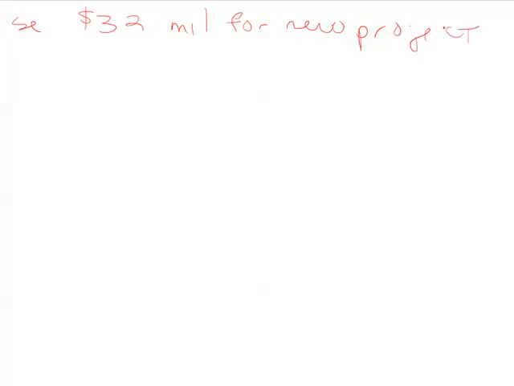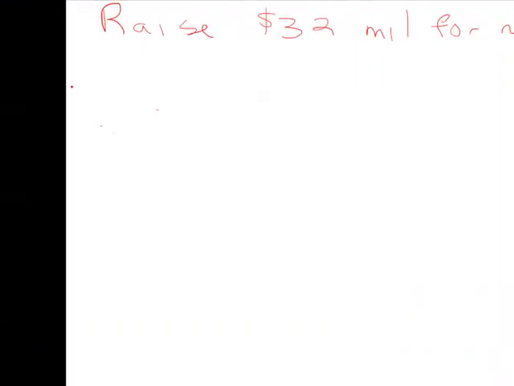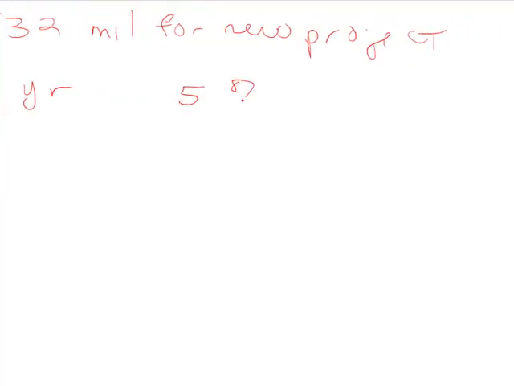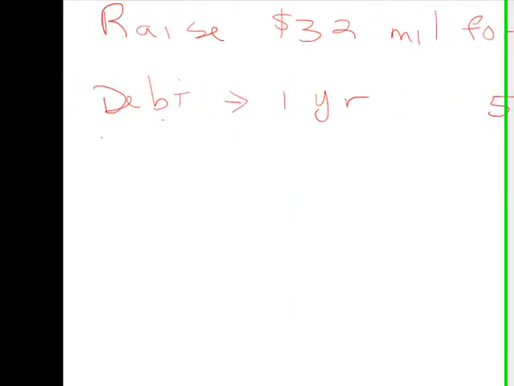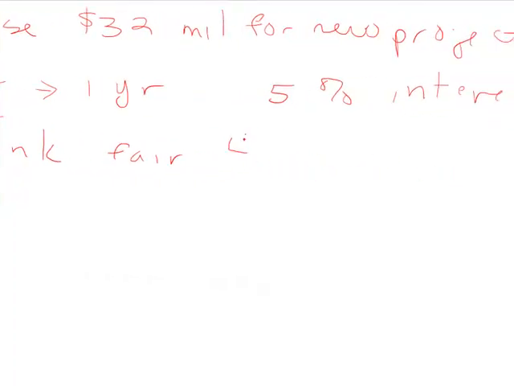They could issue debt, and if they do issue debt, they'll issue debt that lasts a year and will carry a 5% interest rate. But there's a problem with this interest rate. It's 5% is what they're going to have to pay, but they think that's really too high of a price, and they think the fair value interest is really only 4% interest.